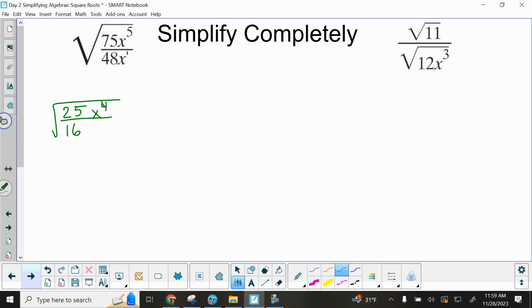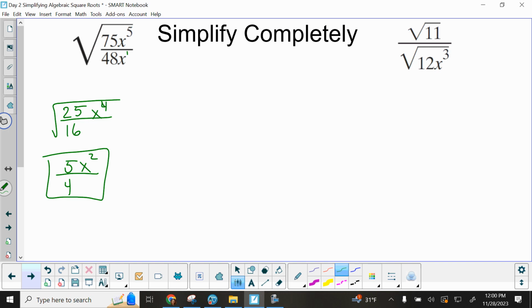And now I notice I actually have a perfect square. The square root of 25 is 5. The square root of 16 is 4. And the square root of x to the 4th is x squared. So it does pay to simplify first before you decide to try to do square roots or try to get rid of the radical on the bottom.